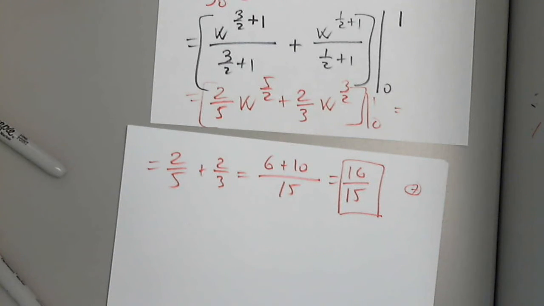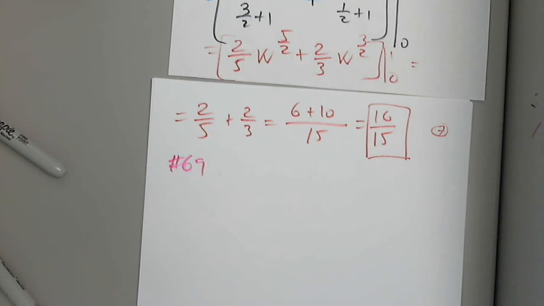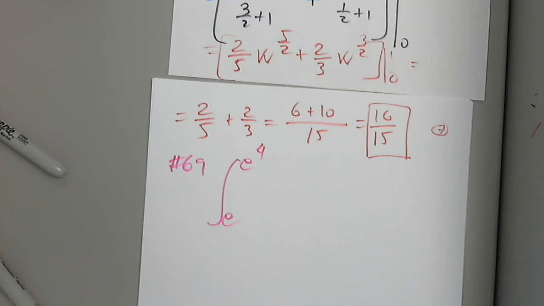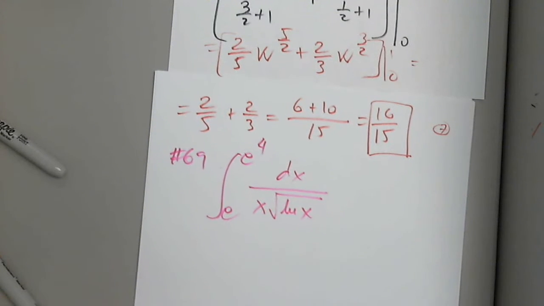Okay, any other preference from any of these? Or we go back to the last item, Fundamental Theorem of Calculus, Part 1. Do we need to look at more substitution? Yes. Perfect. Yeah, I'm looking at 69. And in 69, we have the integral from e to e to the 4th of dx over x times the square root of natural log x.